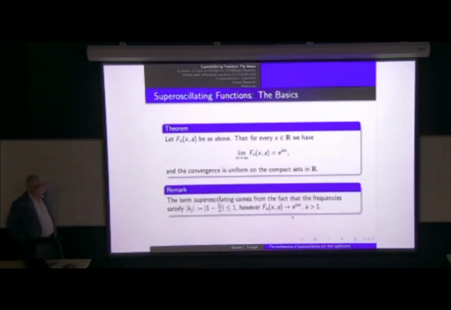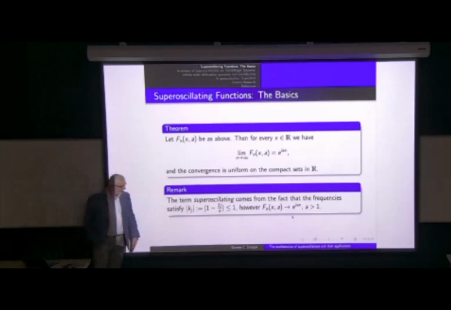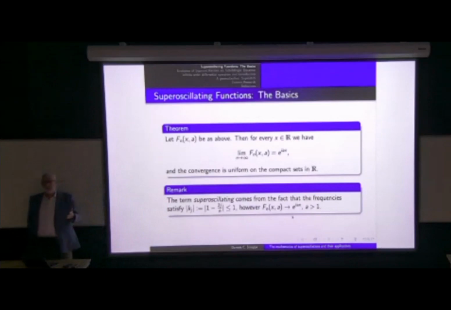On the other hand, as we saw in the previous write-up, the function is a finite sum of exponentials whose frequencies, the coefficient in front of the x, are this number k_j, 1 minus 2j over n, which are all bounded by 1. And that's why they're called super oscillations.